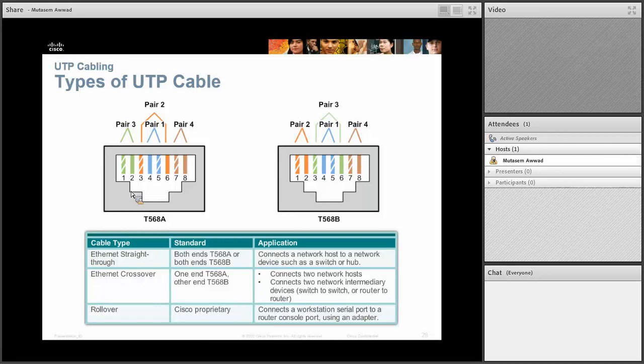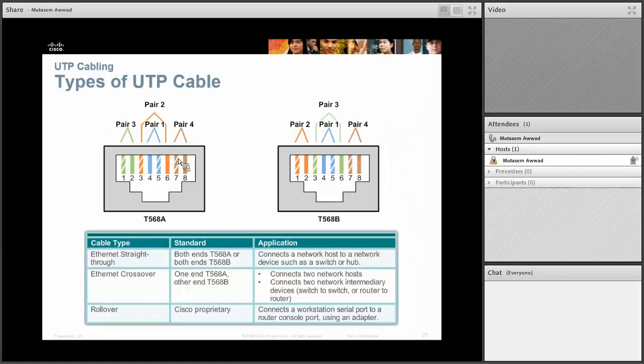Okay? And as you can see, for example, if somebody told you, I want a straight through cable, that means pin 1 has to match pin 1 on the other end. So you follow 568A on one end and also 568A on the other end. And that will give you a straight through cable: pin 1 to pin 1, pin 2 to pin 2, pin 3 to pin 3.